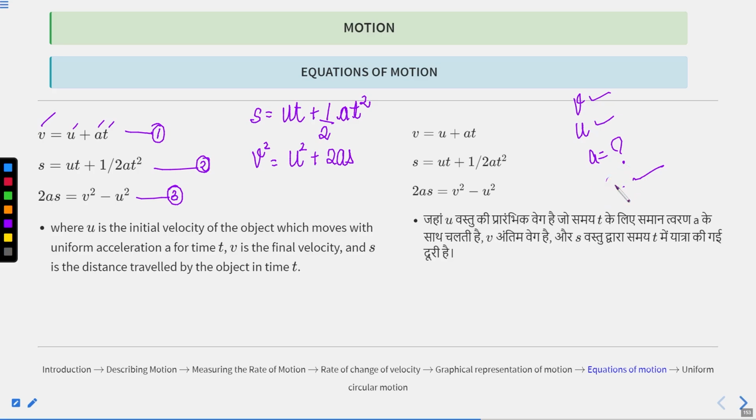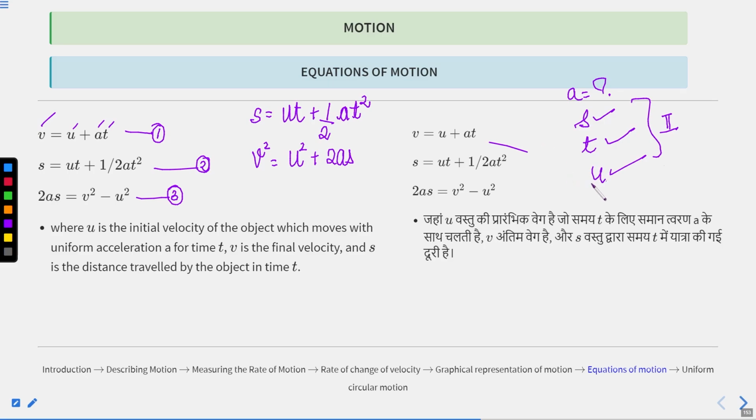Similarly, if you have initial velocity, time period, and distance, you can calculate acceleration using equation number 2. If you have u, t, and s, you can calculate acceleration using the second equation of motion. So these are the three equations of motion, where v is final velocity, u is initial velocity, a is acceleration, t is time period, and s is distance traveled by the object.